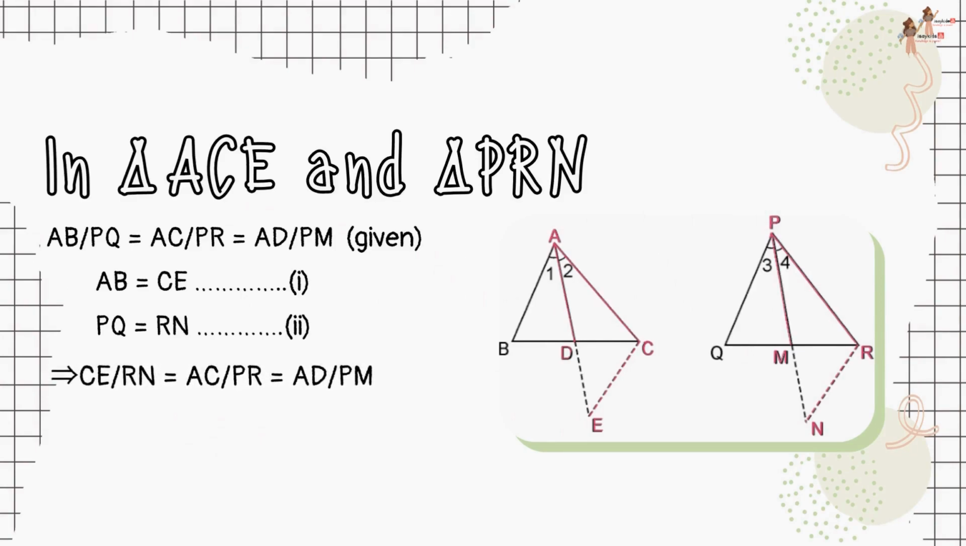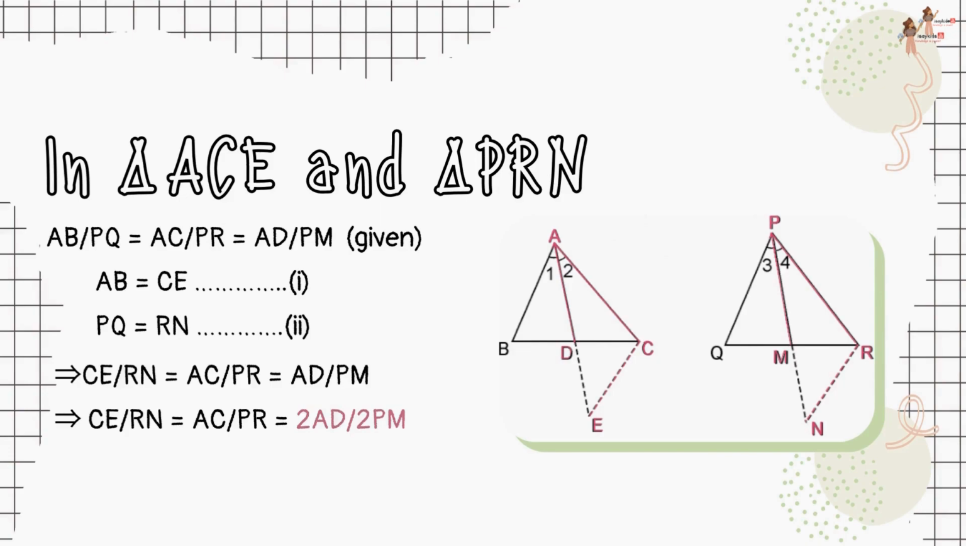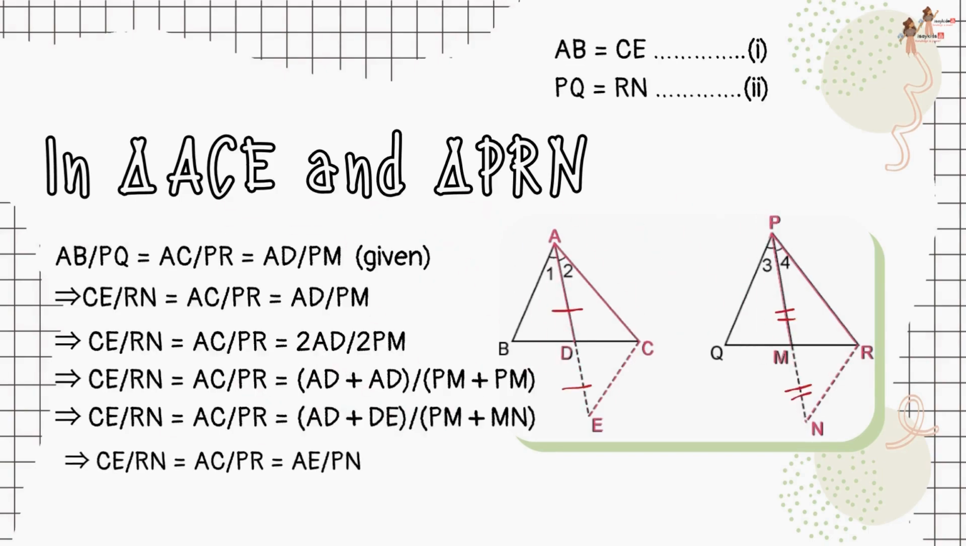Now, would it be correct if I say that CE upon RN is equal to AC upon PR and is also equal to twice of AD upon twice of PM? Now, we can say that these are equal to AE upon PN because by construction AD is equal to DE and PM is equal to MN, right?